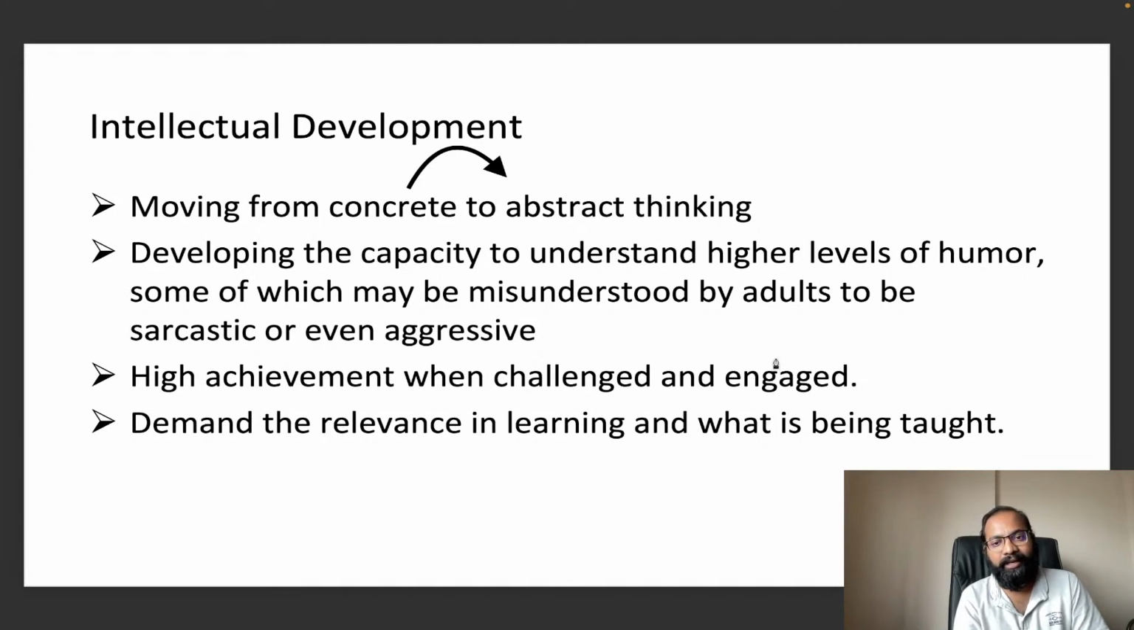And high achievement when challenged and engaged. That means if adolescent learners are challenged, if somebody challenges them, then they will show high achievement. Usually you see that parents tell them, if you get 90 percent marks this time in the examination, then I will give you some chocolates, I will purchase something for you. If you give those types of challenges, then they will show high achievement, right? And they demand relevance in learning what is being taught. So whatever is taught to them, they will start learning.